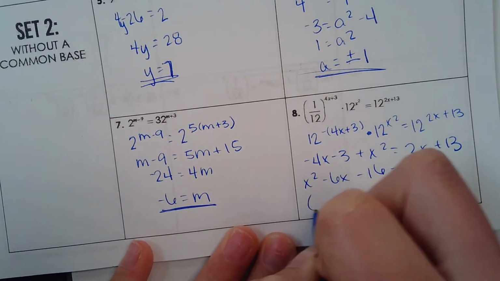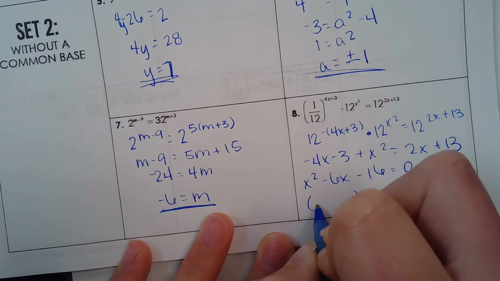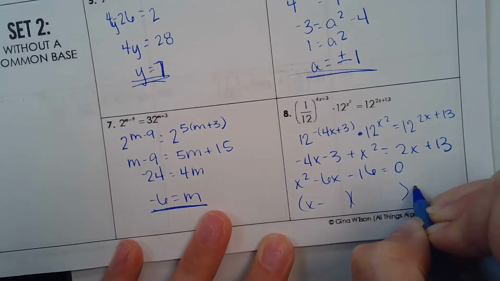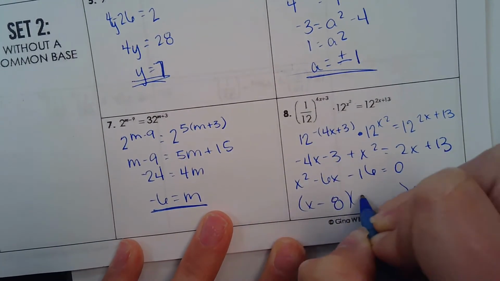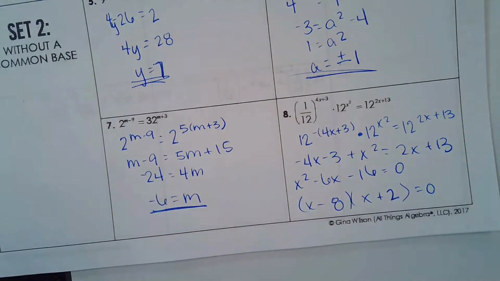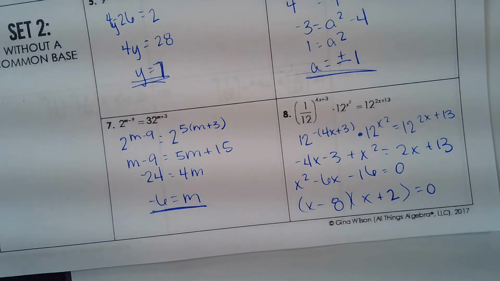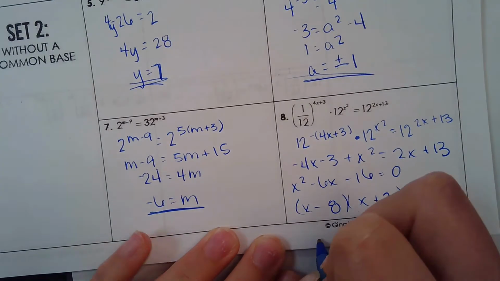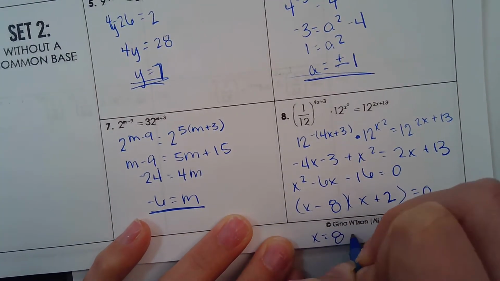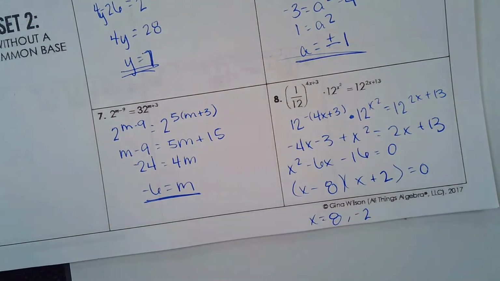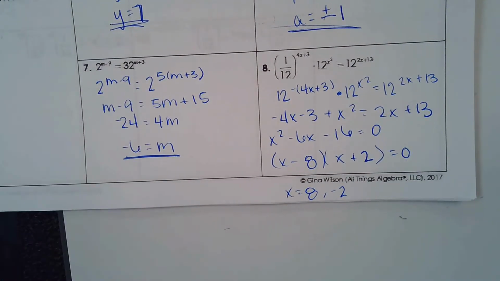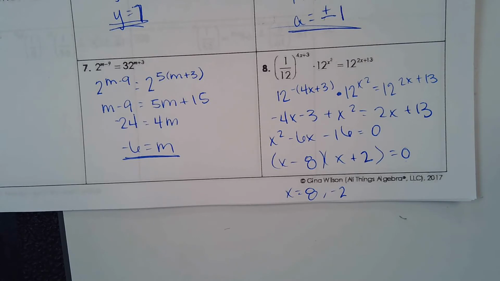So what would that factor into? So minus 8 plus 2. So then x equals a positive 8 and negative 2. And that would be our final answer there. We're still doing okay? This isn't like groundbreaking or anything, is it? Good. Fantastic. That's what I like to hear.